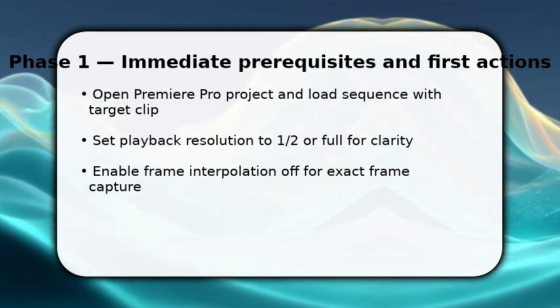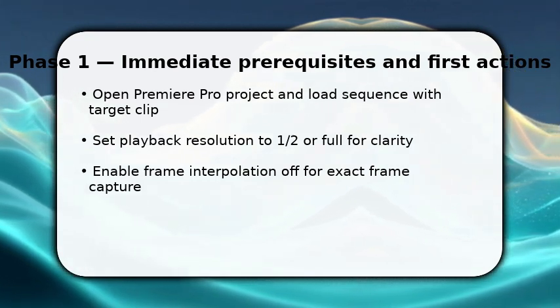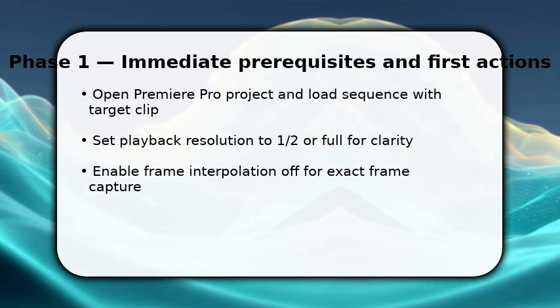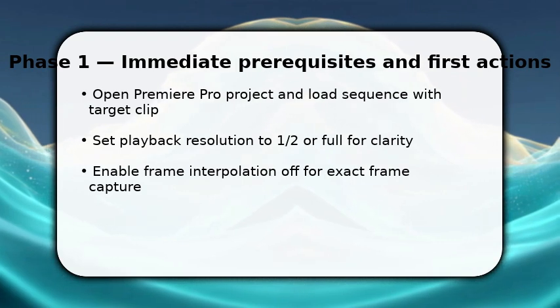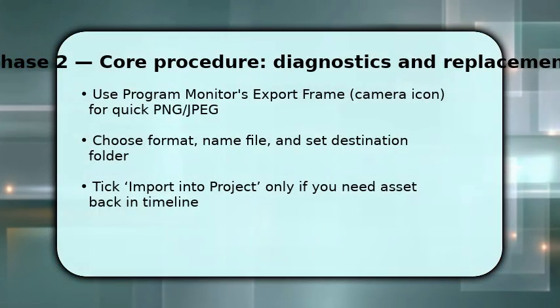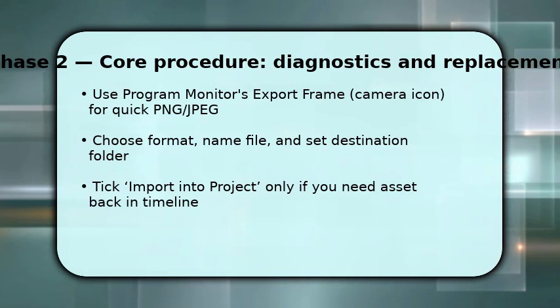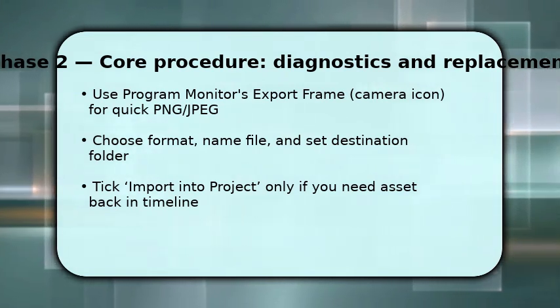Also, disable any temporal effects momentarily so the captured still reflects the original pixel values. This avoids unexpected motion blur or frame blends. You now use the program monitor's Export Frame button. Click the camera icon to open the dialog.